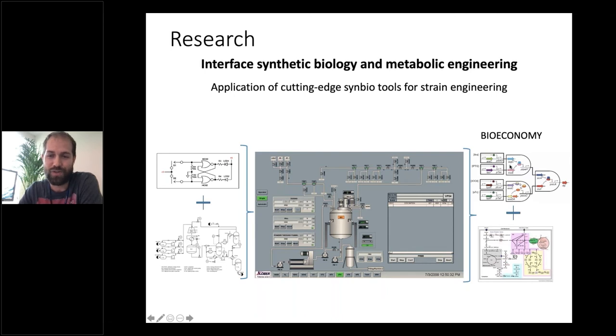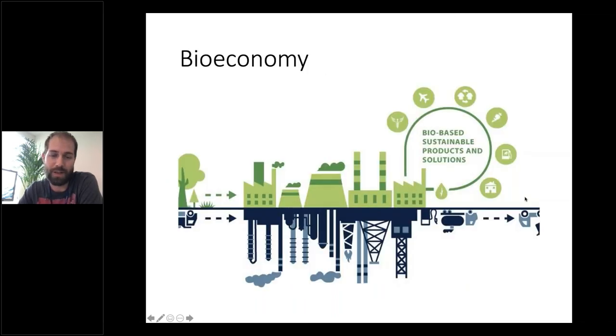So the idea is to try to make this in the cells as well, in cell factories, so we can use this fine tuning and control from synthetic biology on the metabolic fluxes to regulate them, to make the product of interest. The aim of bringing these two fields together is to move to the bioeconomy, which is basically trying to replace fossil fuel-based chemistry to make all the materials that we need, like food, materials for construction, chemicals, pharmaceuticals, and so on.